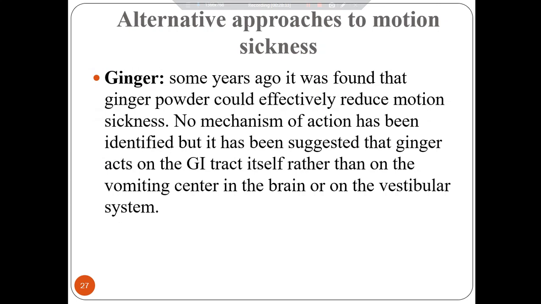We have alternative approaches to motion sickness, such as ginger. Some years ago it was found that ginger powder could effectively reduce motion sickness. No mechanism of action has been identified, but it has been suggested that ginger acts on the GIT itself rather than on the vomiting center in the medulla oblongata in the brain or on the vestibular apparatus. We consider it an alternative prophylactic treatment for motion sickness.